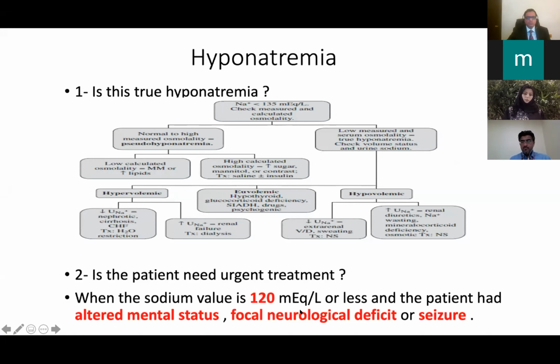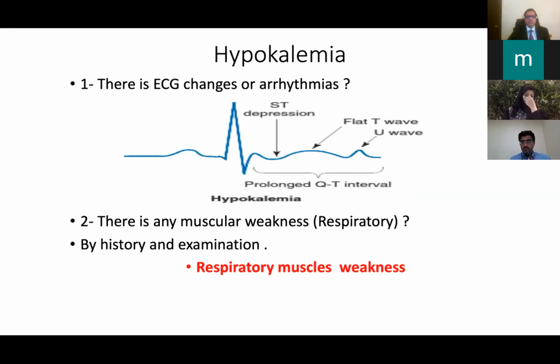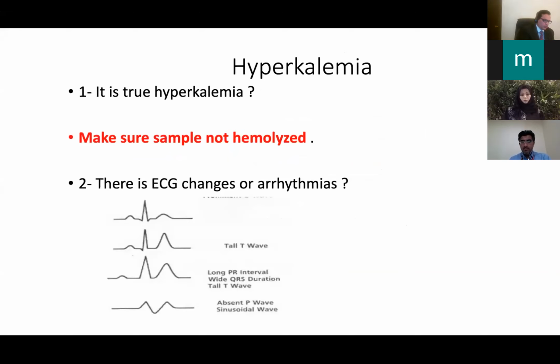So the treatment will be a hypertonic saline. If I have a patient with hypokalemia, again, I ask myself, are there any ECG changes or arrhythmias? And the second will be, is there any muscular weakness or mainly respiratory? And finally, hyperkalemia, ask yourself, again, is this true or not? And check your patient's ECG. It will direct you how extreme or how urgent you should go with your hyperkalemia management and what will be your line of treatment. And thank you so much.